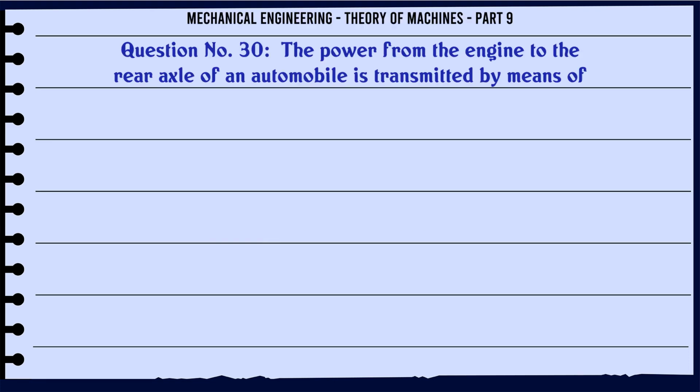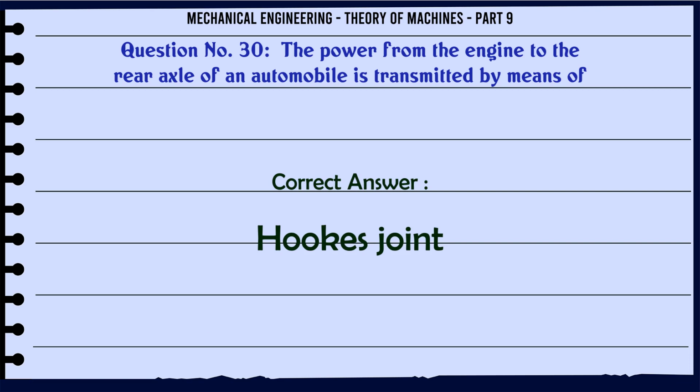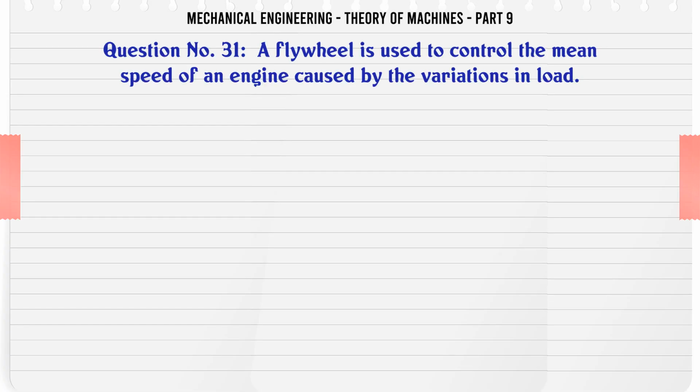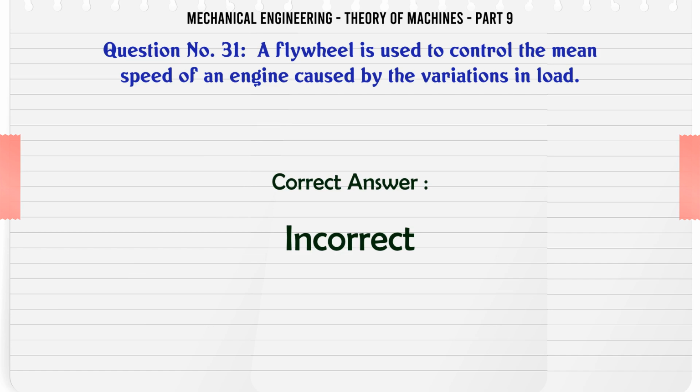The power from the engine to the rear axle of an automobile is transmitted by means of A. Worm and worm wheel, B. Spur gears, C. Bevel gears, D. Hooke's joint. The correct answer is Hooke's joint. A flywheel is used to control the mean speed of an engine caused by the variations in load. A. Correct, B. Incorrect, C. D. The correct answer is incorrect.